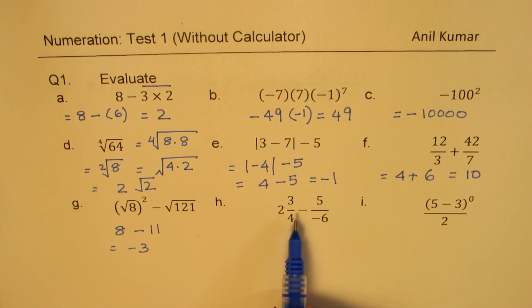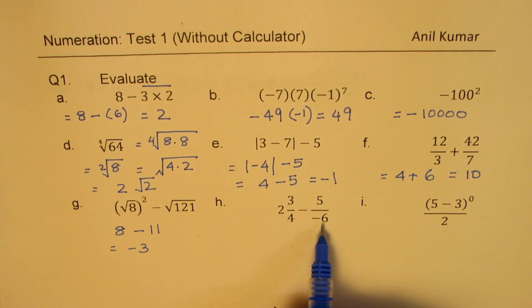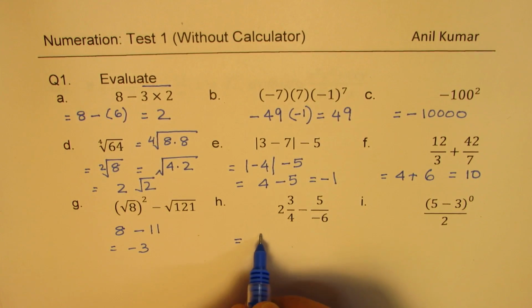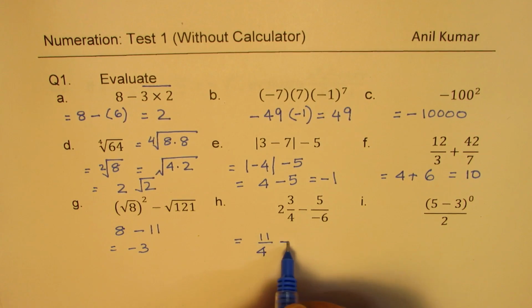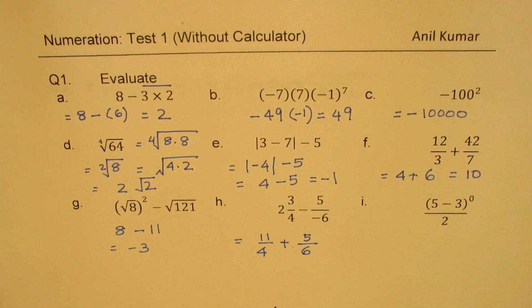So here we'll work with fractions. We have 2, 3 over 4 minus 5 over minus 6. Now this is a mixed number. We can write this as an improper fraction. 2 times 4 is 8. 8 plus 3 is 11. So we could write this as 11 over 4. Minus and minus makes it positive, right? So we get positive 5 over 6. Now it doesn't really matter whether this negative is in the denominator or in the numerator, right? The fraction 5 over 6 is with a negative sign.